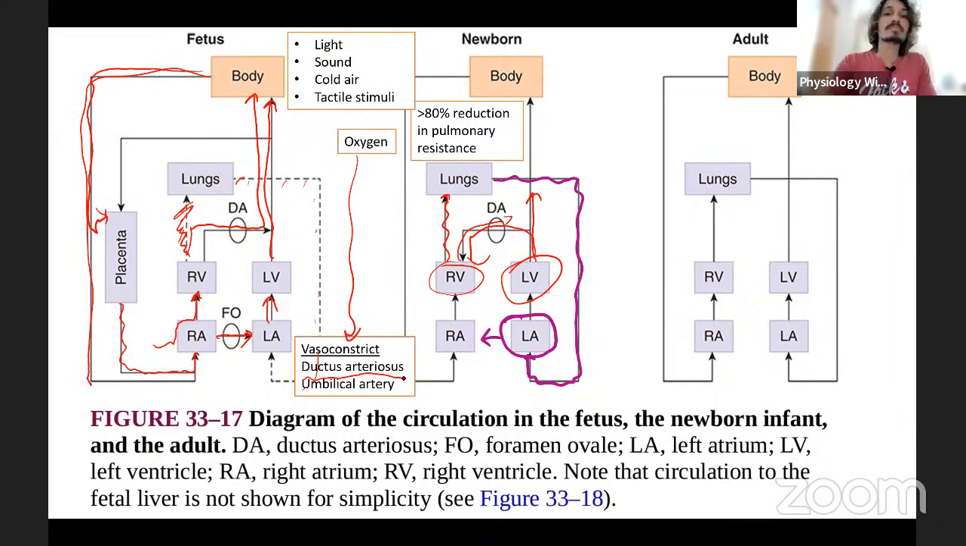Okay, then at the end of this, your adult type of circulation will develop, where nothing else is there in between. What will happen? Your body will receive: right atrium, right ventricle goes to the lung; left atrium, left ventricle goes to the body. That same thing keeps happening. Okay, so that is with regard to your fetal circulation.